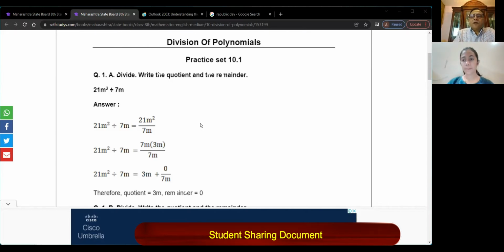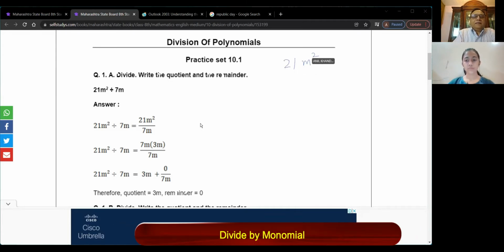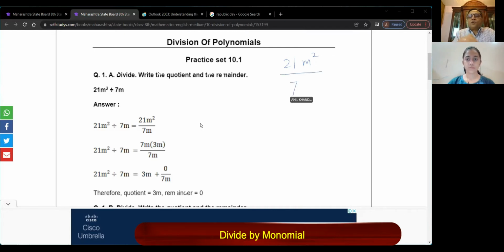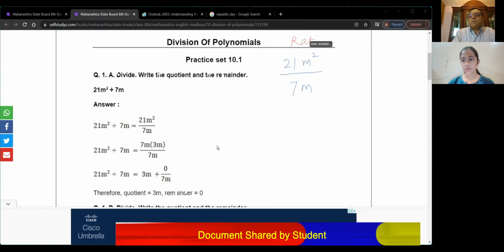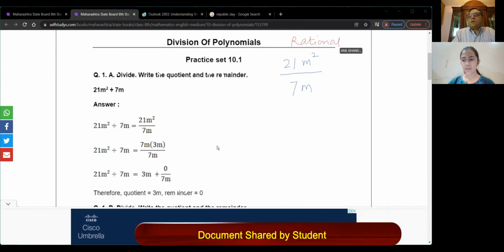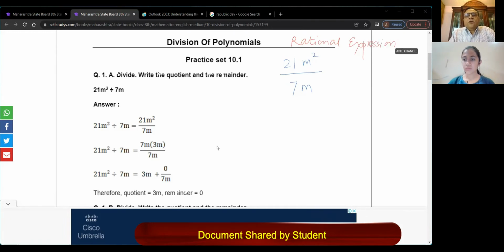Question number 1 is, we are given 21m square and we have to divide by 7m. So you can write it like a quotient, as we have shown here. Now we can simplify this rational expression. This is called a rational expression. Rational expressions have a polynomial in the numerator and a polynomial in the denominator.